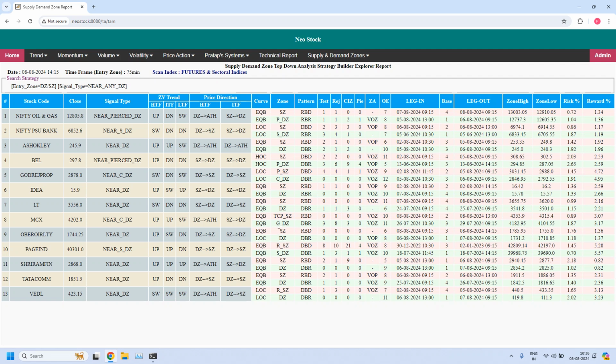Next one is MCX. Already tested 3 times. And the next one is Page Industries, the pierced count is 1, so it's not a valid high liquidity zone. So we have only 2 valid high liquidity zones. One is MCX and another one is Godrej Properties.